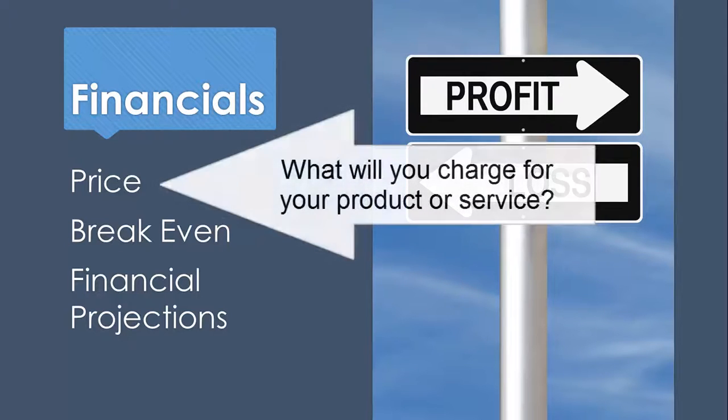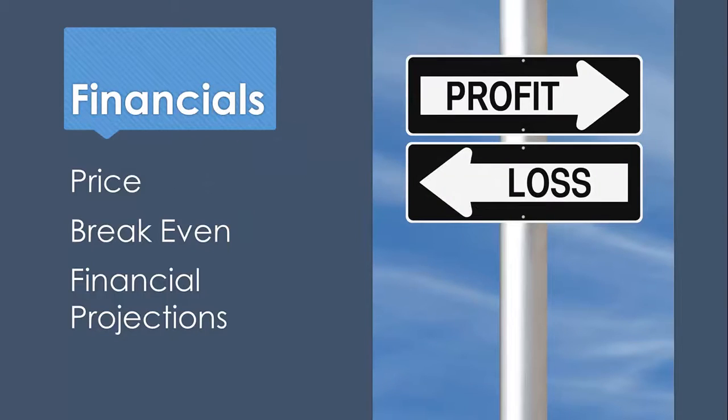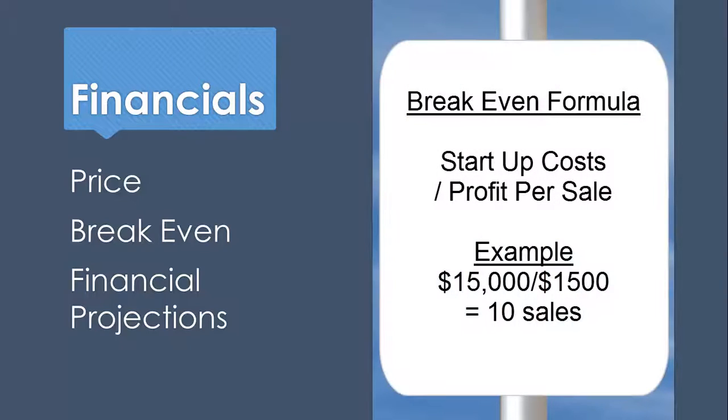Pricing is easy. What are you going to charge for your product or service? Break-even is the amount of sales you need to make in order to pay off the cost of being in business. An easy calculation for this is your startup cost divided by your profit per sale. For example, if it costs your marketing agency $15,000 to start up and you make $1,500 per customer, you need 10 customers to break even.